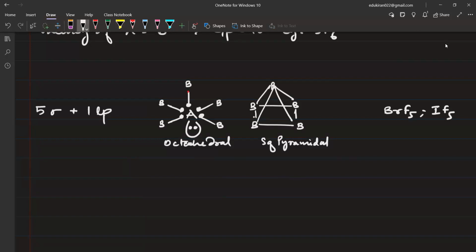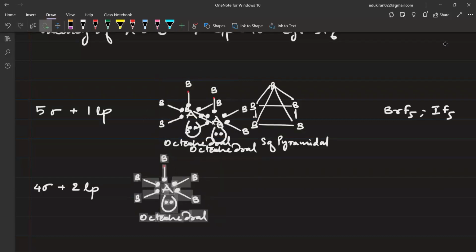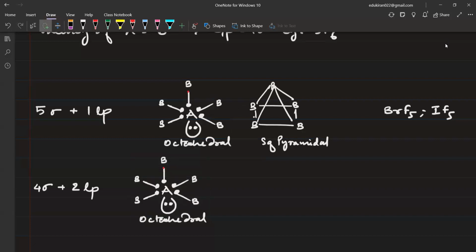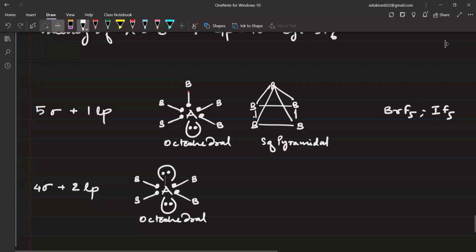Next, we are going to have another case in which we will be having 4 sigma and 2 lone pair electrons. Sorry, my bad, 2 lone pairs. That means the steric number is 6. The electronic geometry will still be octahedral, but the placement of the lone pairs you can see is something like this. Once we placed one at the bottom, this time we place one on top. So the geometry is still octahedral.